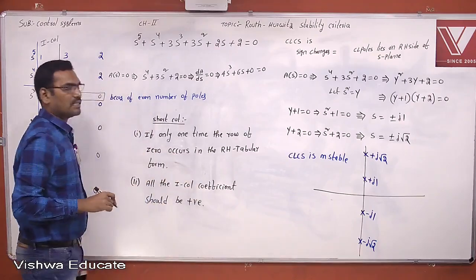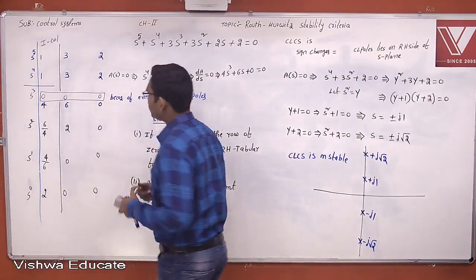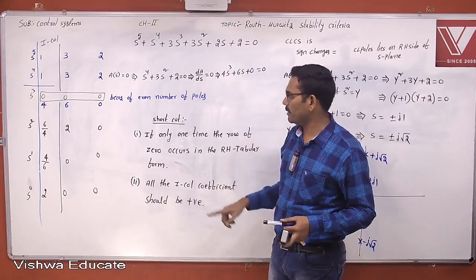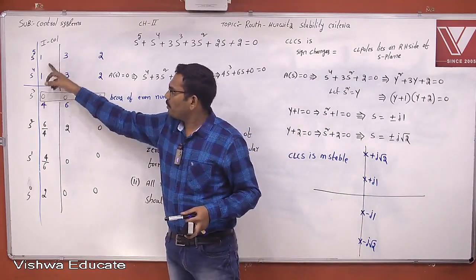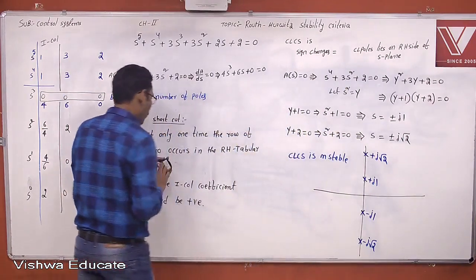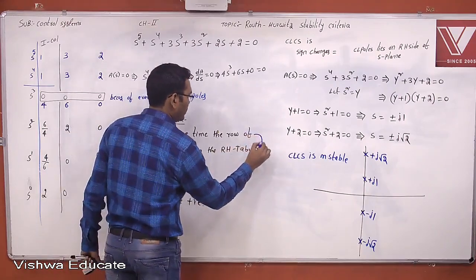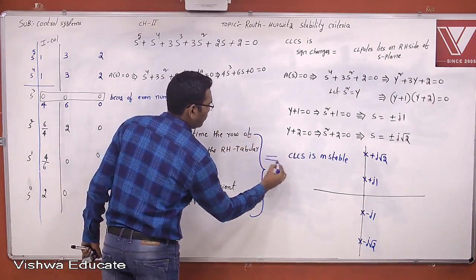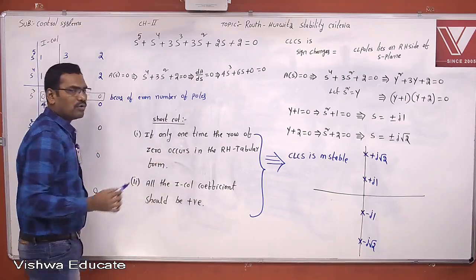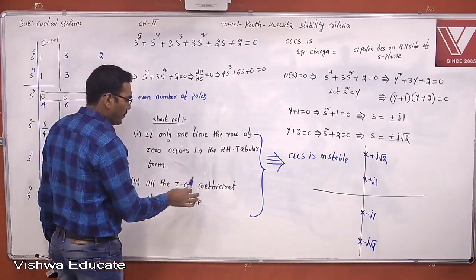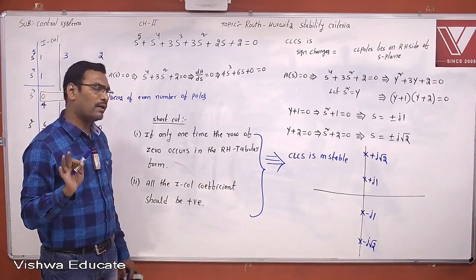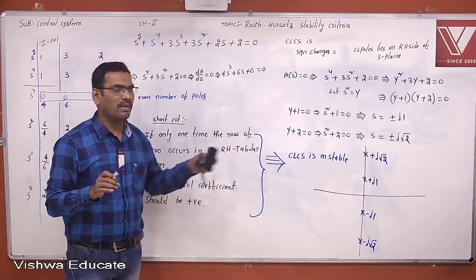If these two conditions are satisfied, check once again. How many times does the row of zeros occur? Only one time the row of zeros occurs. And all the first column quotients are positive. If these two conditions are satisfied, the closed loop control system is marginally stable by the shortcut method. Previously I said same sign, but no, not same sign, no negative sign, all must be positive, then the closed loop control system is marginally stable.